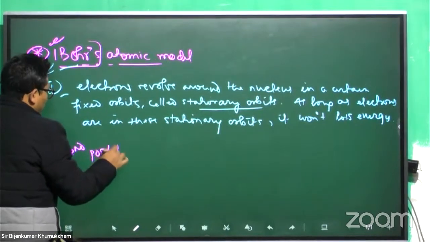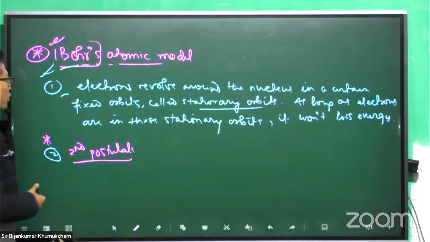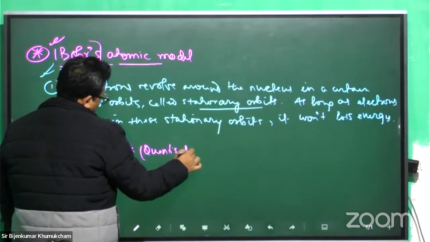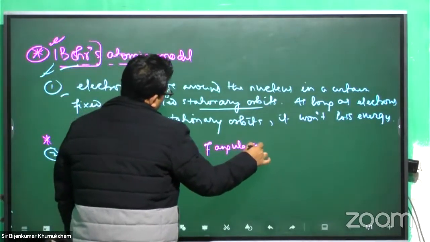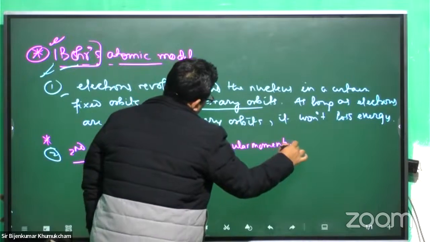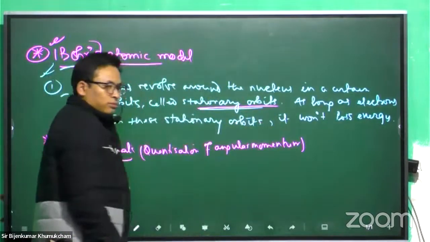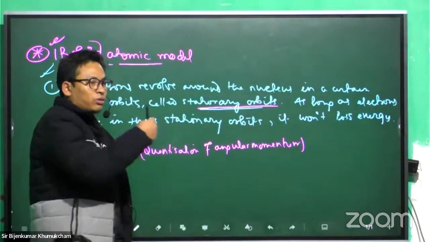Number two, there is a very important second postulate. Second postulate, very important: quantization of angular momentum. There will be certain orbits where an electron can revolve without losing energy.